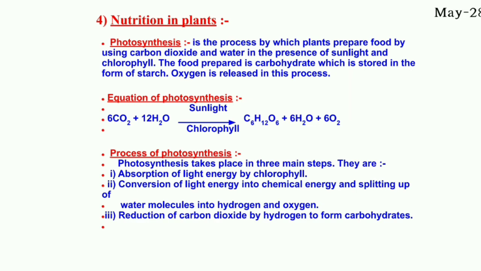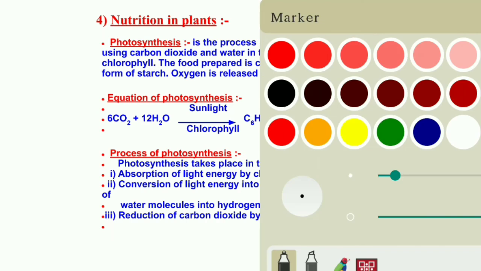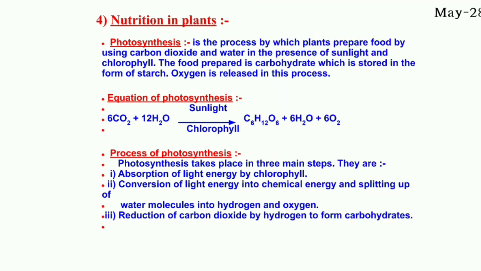Now let us discuss something about the plants. As we have seen, autotrophs are the organisms that can make their own food. But by which process? That process is photosynthesis. As we all know, photosynthesis is the process of preparing food. All green plants prepare their own food by using inorganic substances like carbon dioxide and water in the presence of sunlight and chlorophyll.